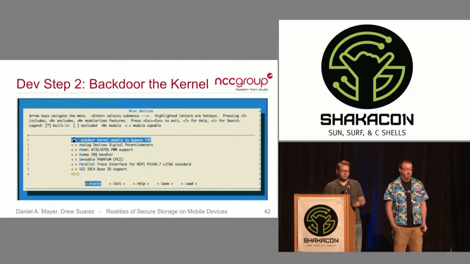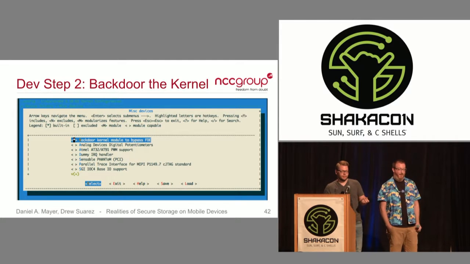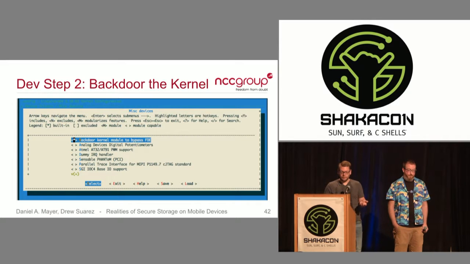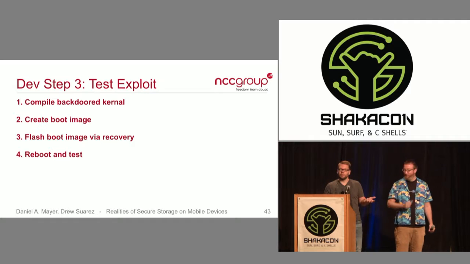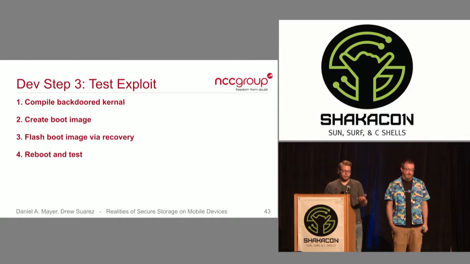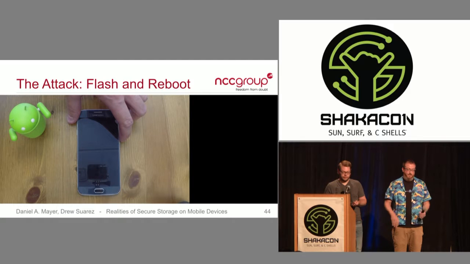Here you can see our make menuconfig with our backdoor module enabled. We added this to the kernel and compiled it. Then we went through these steps basically until we got it going. We compiled the kernel, put a boot image on the device, rebooted the device, and tested until we had a final image which would work. Once we have this, the exploit doesn't require these steps anymore. The only thing which needs to be done is what you're going to see in this video now.